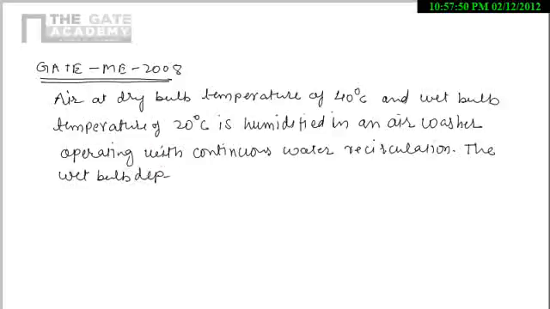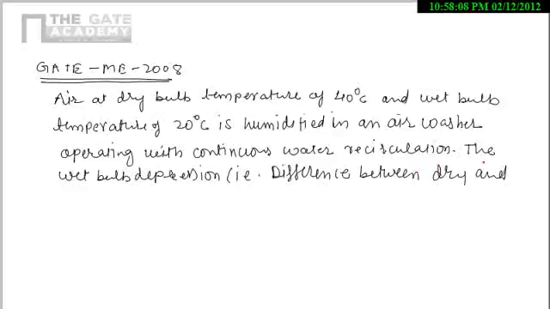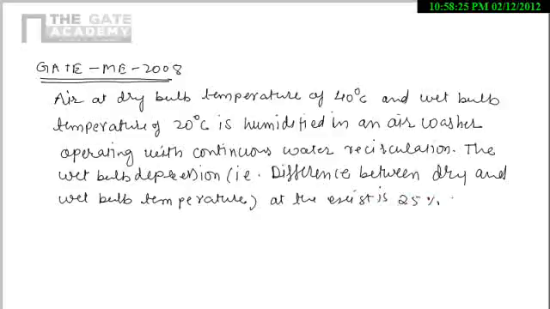The wet bulb depression, that is the difference between dry and wet bulb temperature, at the exit is 25% of that at the inlet.